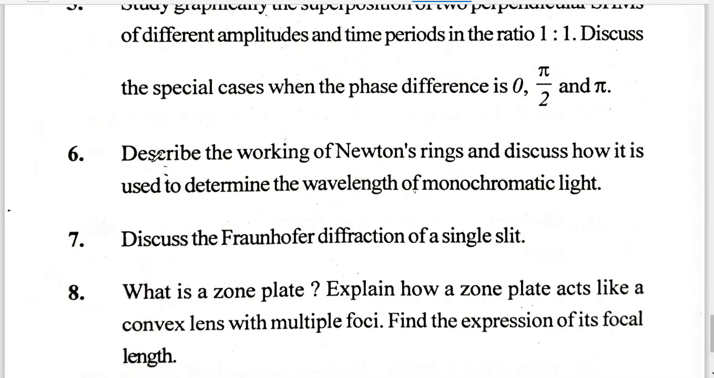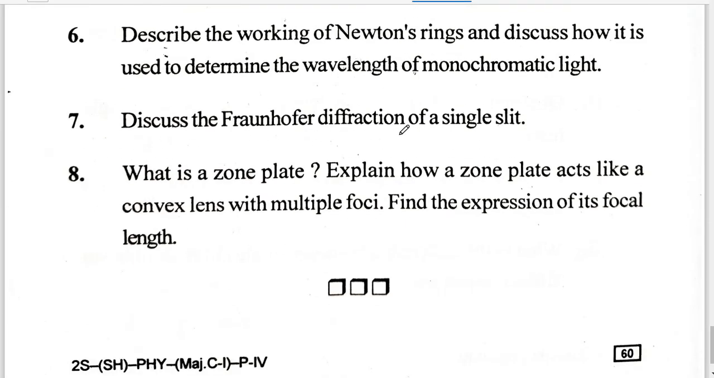Next is: describe the working of Newton's rings and discuss how it is used to determine the wavelength of monochromatic light. Newton's rings and evaluation of wavelength, that means how wavelength can be determined. Next is: discuss the problem of diffraction of a single slit. I have already told many times about the single slit pattern, the single slit diffraction pattern and the double slit interference pattern.